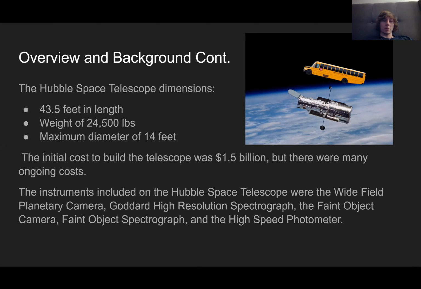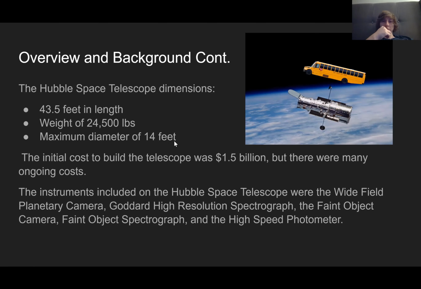The dimensions of the Hubble Space Telescope are 43.5 feet in length, a weight of 24,500 pounds, and a maximum diameter of 14 feet. You can see here in this picture, this is like comparing the size of the Hubble Space Telescope to a school bus. So you can see it's about the same size. So pretty big.